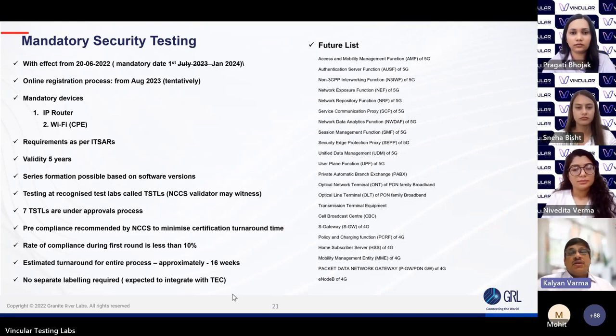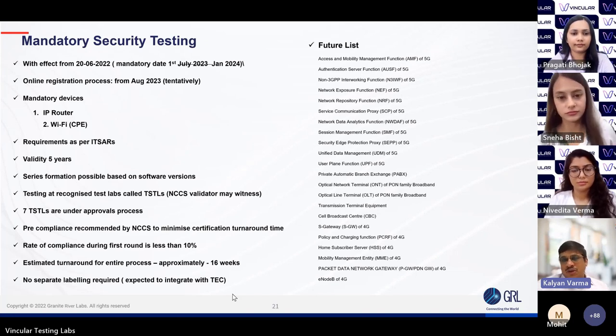Good. So the first and major update is the implementation date has been shifted from 1st July 2023 to 1st Jan 2024. And as of today, the application process has still not completely started. From the latest information we have received from NCCS, the portal for online application for security certification is expected to be operational by end of July. That means manufacturers can apply for certification from 1st of August onwards.